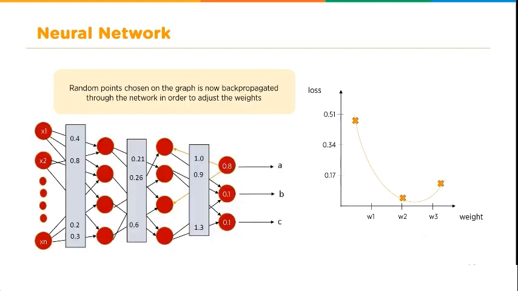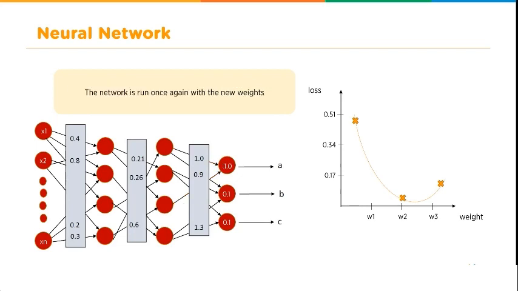And so the random points chosen on the graph are now back propagated through the network in order to adjust the weights. So we're able to go back through the network and readjust those weights until we find that minimal value. The network is run once again with the new weights. This process is repeated multiple times till it provides accurate predictions. The weights are further adjusted to identify B and C too. And this is interesting because you actually do them at the same time.